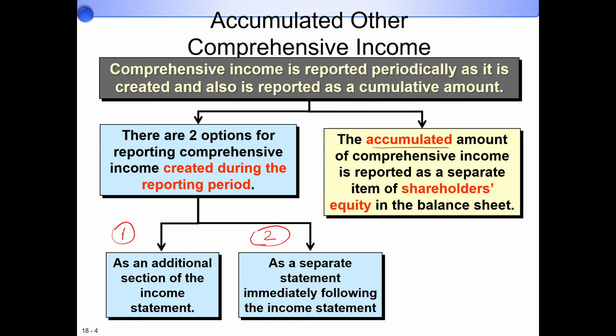Okay, so shareholders' equity has three components. We have paid-in capital, we have retained earnings, and then we have accumulated other comprehensive income. Okay, so this is an example. Shareholders' equity will be reported in the balance sheet, right? Remember, the balance sheet starts with assets, then liabilities, and the third part is shareholders' equity. So this is a partial balance sheet.